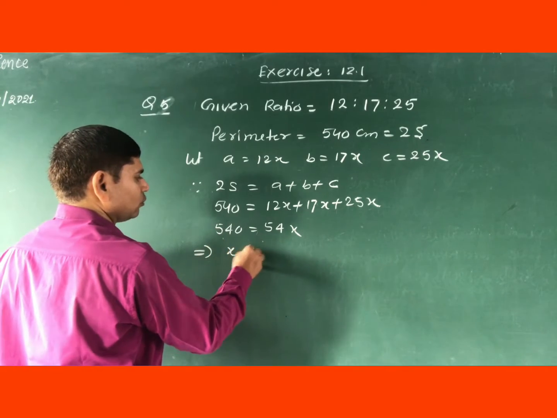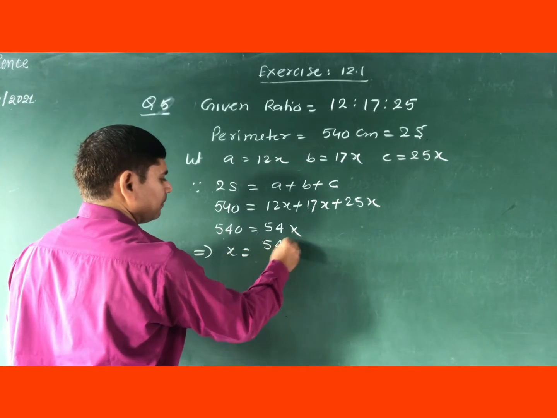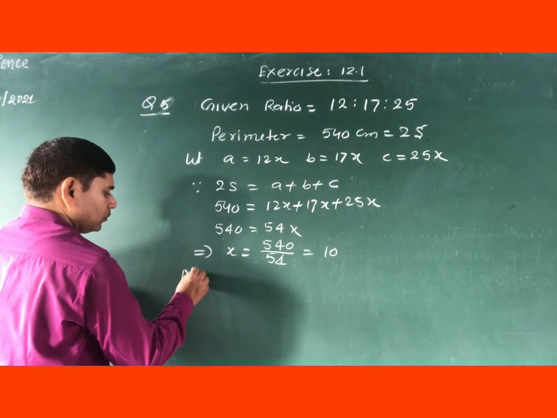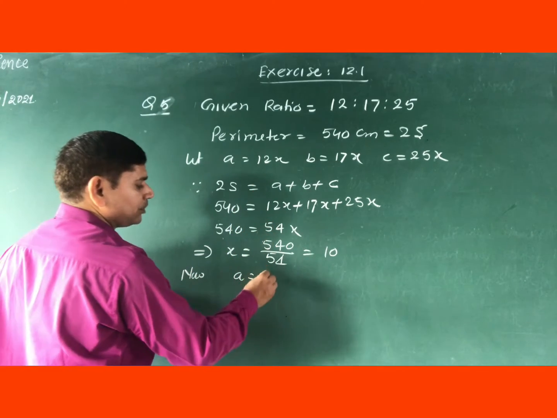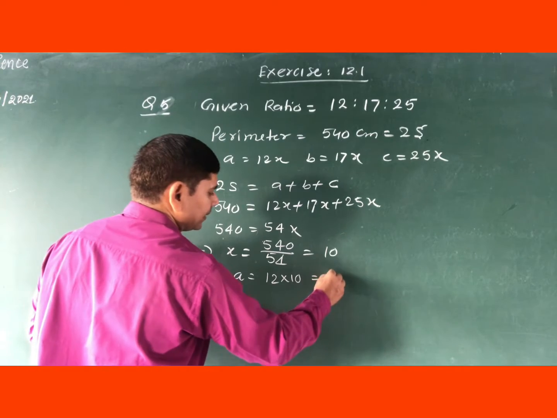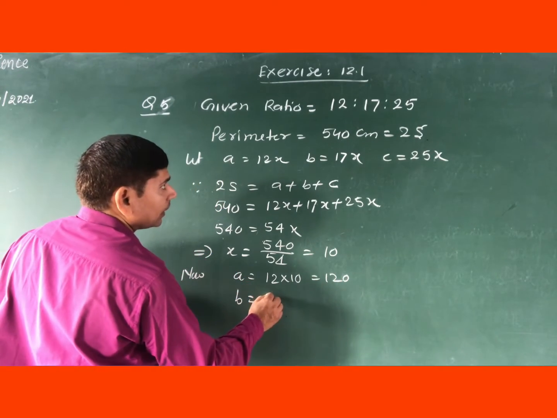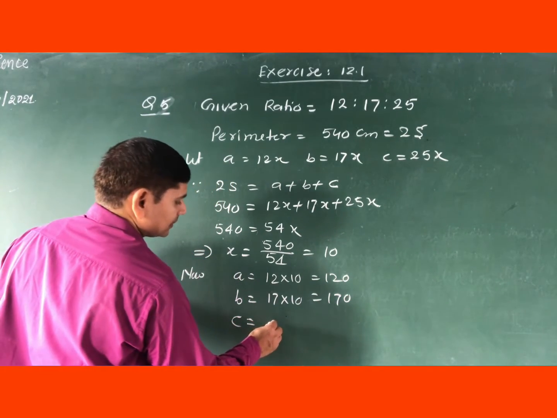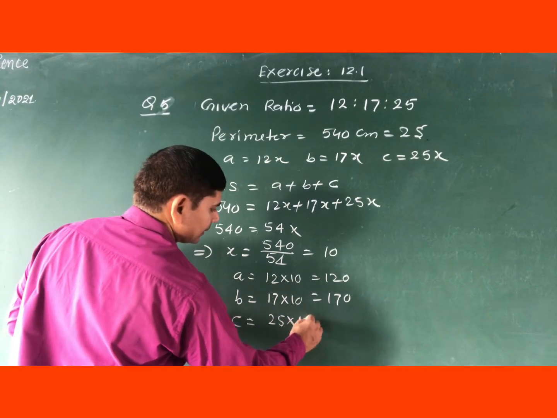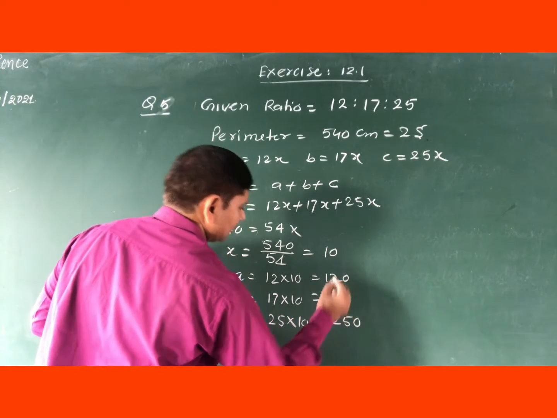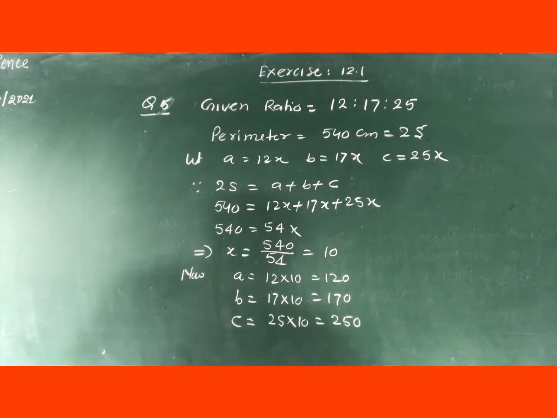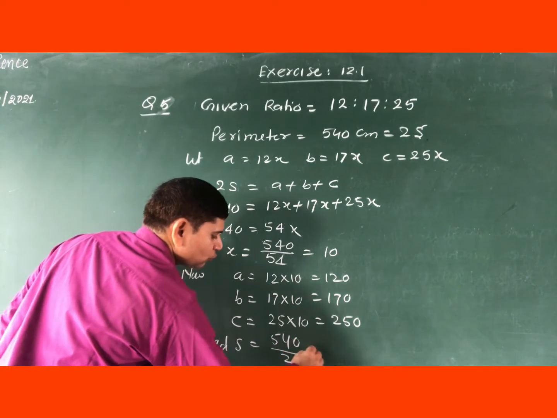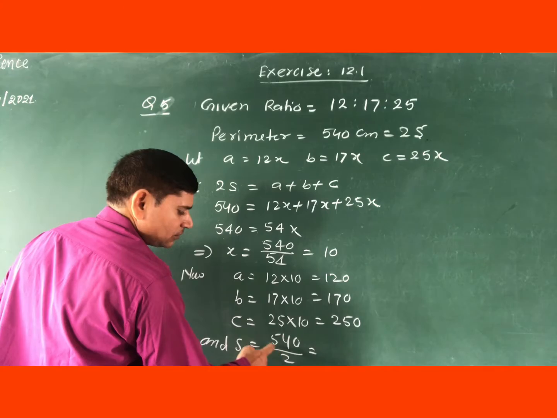Now here x equal to, you can find 540 divided by 54, that is 10. And now you can find all the sides: a equal to 12 into 10, that is 120, b equal to 17 into 10, that is 170, and c equal to 25 into 10, that is 250. And here s equal to how much? s equal to 540 divided by 2. That is how much? 270.